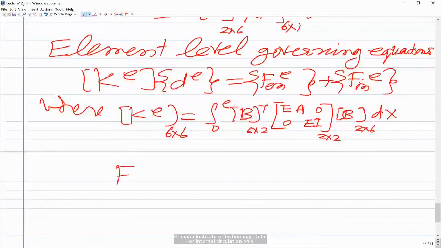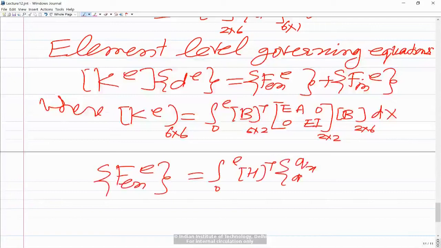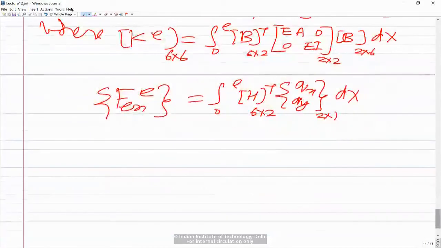And if you look at the external loads, F external for the element, this is going to be the integral from 0 to L. Now we have H transpose, and then Qx and Qy dx. As you know, H is 2 by 6, its transpose is going to be 6 by 2, into 2 by 1. So ultimately this would be a 6 by 1 vector, the external load vector, due to distributed force along x direction qx and distributed force along y direction qy.